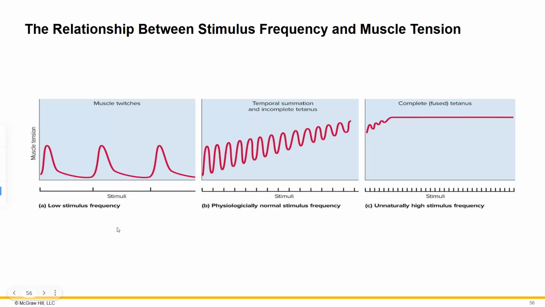So here you can see individual muscle twitches. Here is temporal summation, where you have an increase and the next one piggybacks on it, so it just keeps going up and up and up. And complete fused tetanus. So if you continuously stimulate it, it will just stay contracted.